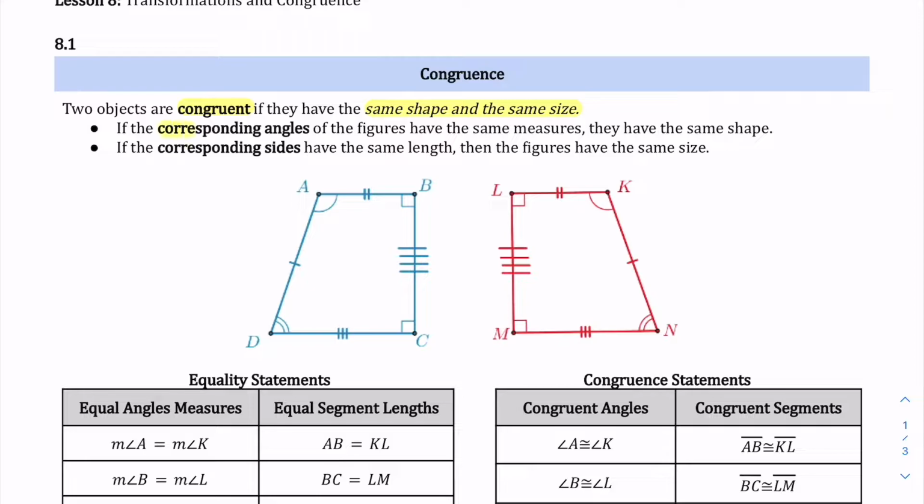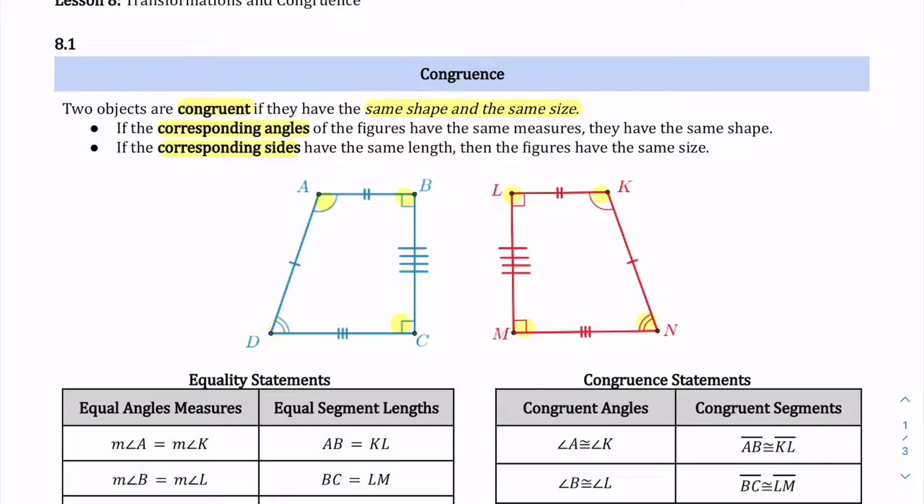So if corresponding angles of the figures have the same measures, they have the same shape. You can see these all have the same angle measurements between these two figures, all their corresponding angles are the same. You can see that they also have the same shape. So those two go hand in hand. And then if the corresponding sides have the same length, then the figures have the same exact size. You can have situations where all the angle measures are the same, but maybe one object is double the other object. So as long as all the side lengths are the same, then they are congruent, the same exact size altogether, size and shape.